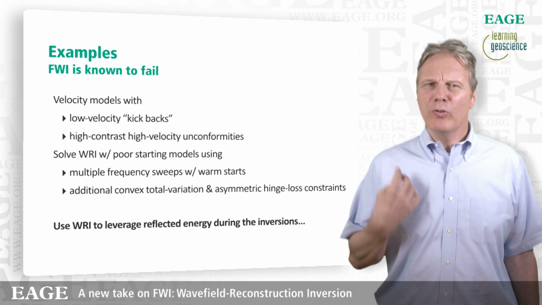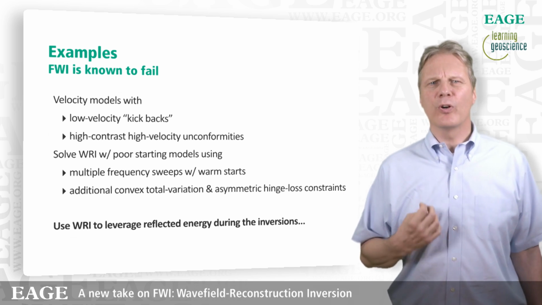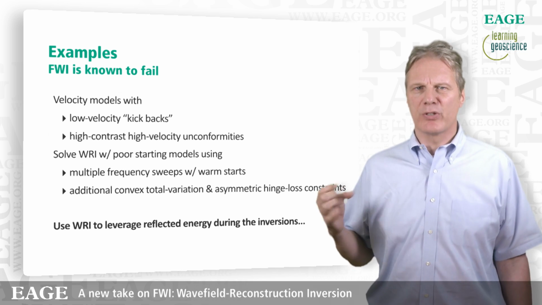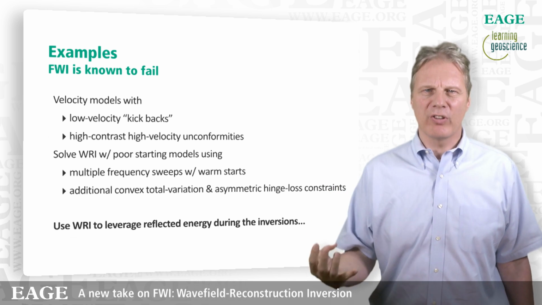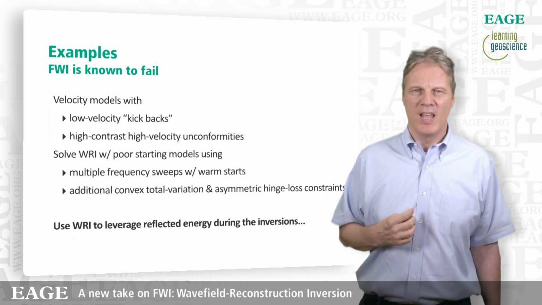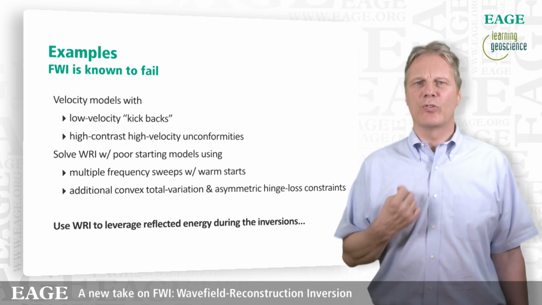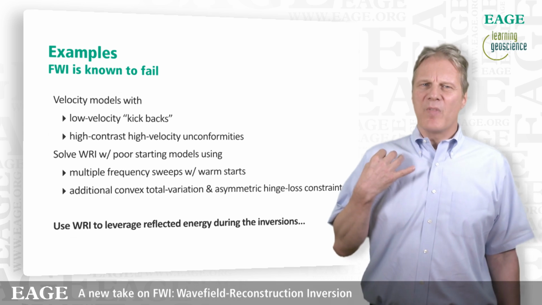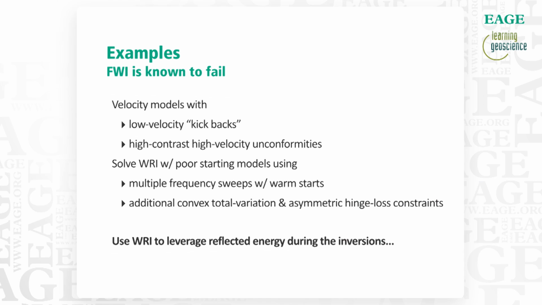And we will, in all cases, carry out the wavefield reconstruction inversion for poor starting models. We will do that by using multiple frequency sweeps, typically from low frequencies to high frequencies, and use that result as a warm start for our next inversion. I will also show you what the benefits are of additional convex total variation and asymmetric hinge loss constraints. And in the end, what we really will do is show how WRI can be used to leverage reflected energy during the inversions.